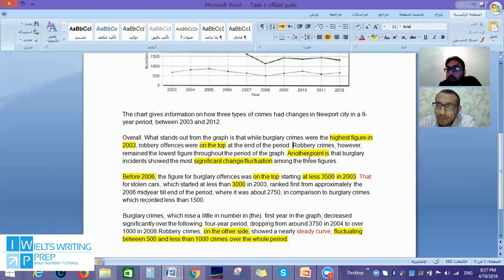Then we say this is the most dramatic change, this is the least dramatic change, and we could mention it here. So then we can just follow the ideas. It's like, this idea is here, and this idea is here.